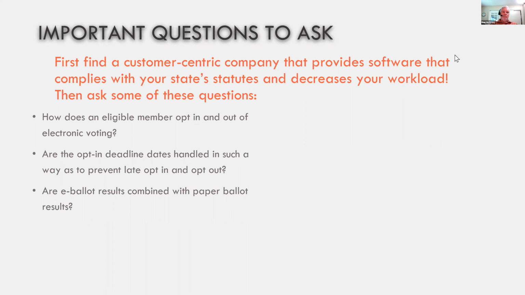Are e-ballot results combined with paper ballot results? In that picture I showed you, the person who was entering the paper ballots was entering the choices into the system. So in that case, they were combined. There is no statute that says they have to be combined, but they can be. There's no reason why they couldn't be. If they're combined, then when you save the record for the next 10, 15, 20 years, you're saving the record of both.